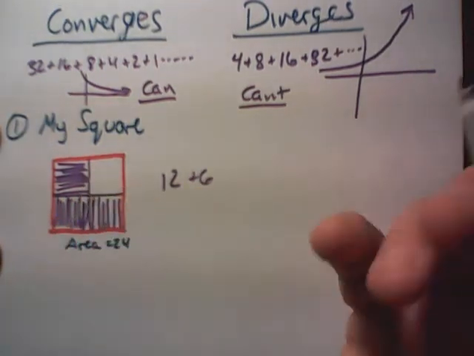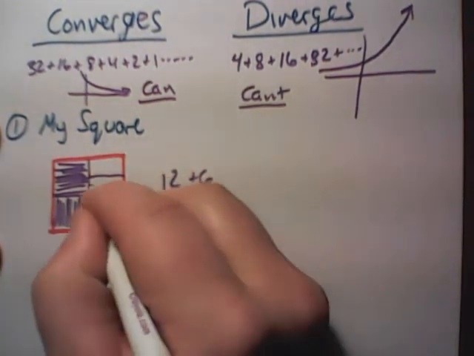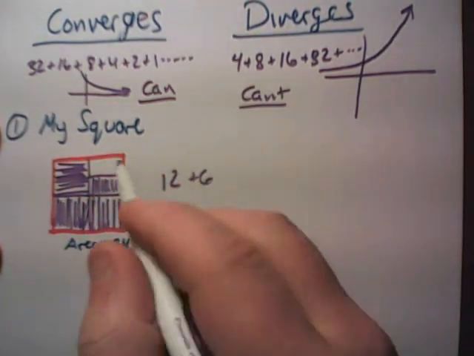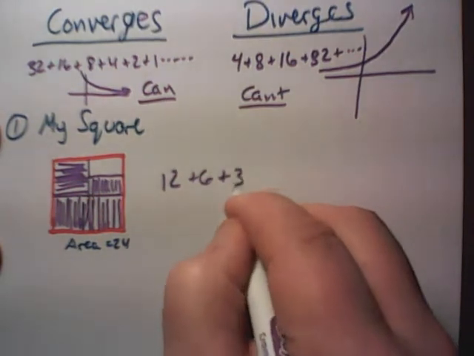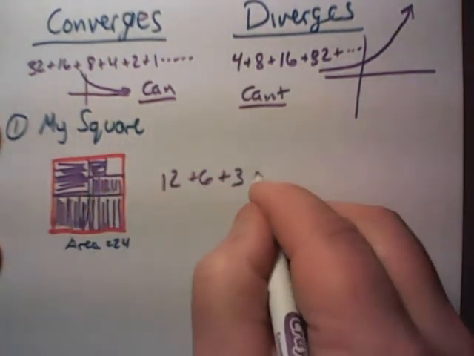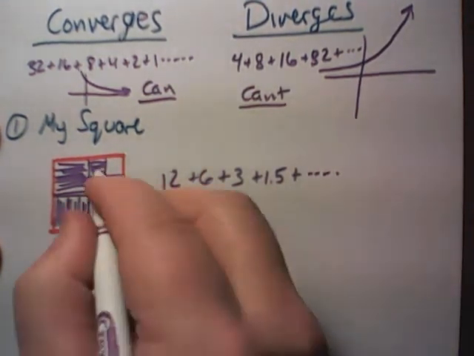And then I go to bed, I wake up the next day, and I decide, well, I'm going to color the next half. And so I come downstairs, and I color in half of what's left. There was 6 left, and I colored in 3 of that. Then I color half of what's left. That's 1.5. And I keep doing that forever.